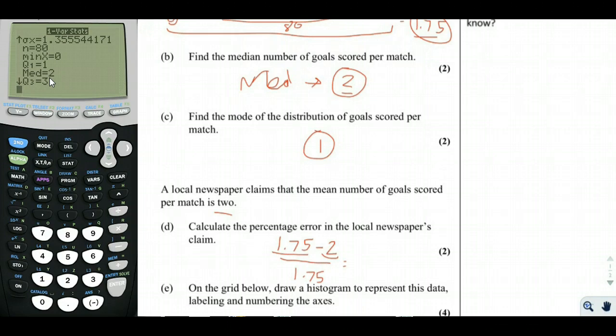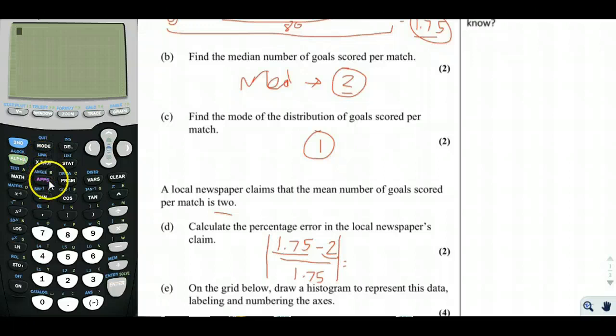And then we need to take the absolute value of that, of course. So that would be 1.75 minus 2 is negative 0.25, but taking the absolute value is just positive 0.25. We divide it by 1.75, and that gives, oops, the divide sign didn't take. 0.25 divided by 1.75.